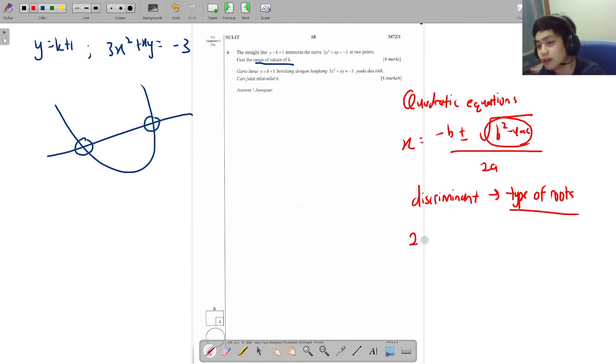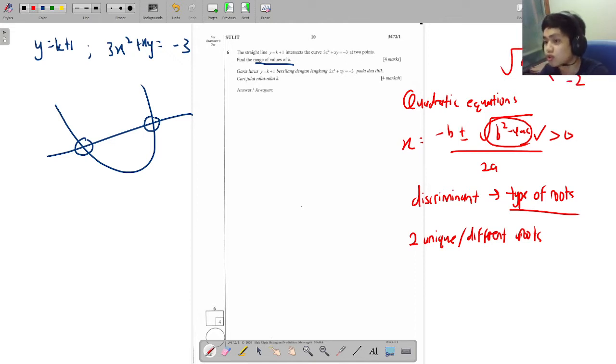So if you have two unique roots, or we say two different roots, we have to make sure that this value here is greater than 0. Because if you square root a number that's greater than 0, such as 4, you will get 2 and negative 2, which is two answers, and you will get those two roots. So for two different or unique roots, b squared minus 4ac is greater than 0.